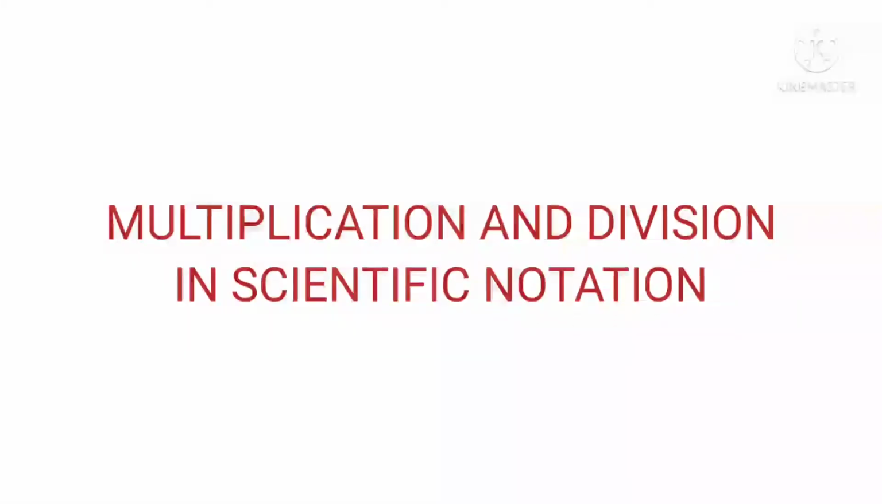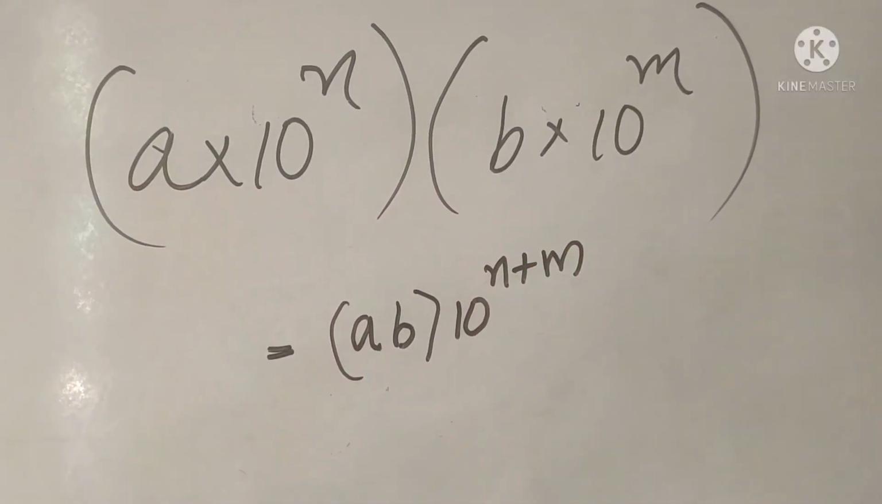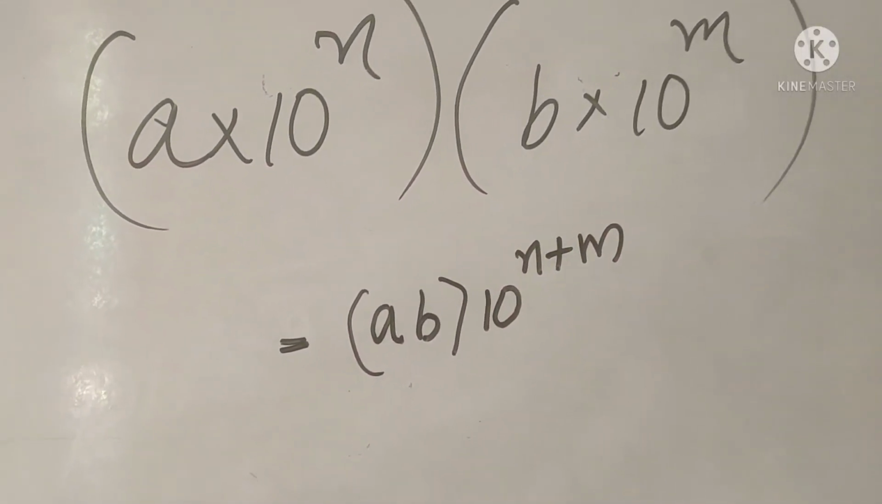Since all numbers in scientific notation have base 10, we can always multiply them and divide them. Next, we are going to study multiplication and division in scientific notation.